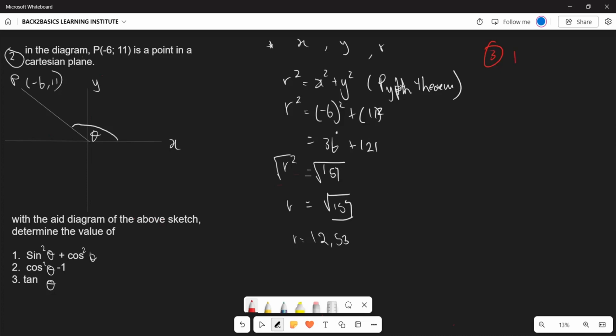What are you given in number 3? They want you to find your tan theta, right? Surely you already see where we are going. What is the ratio of tan theta in terms of x, y, and r? Automatically, you know that it is y over x, right? So what is y over x in this case? Your y is given by 11. What is your x? This is -6. So the solution for this is going to be 11 over 6 altogether.